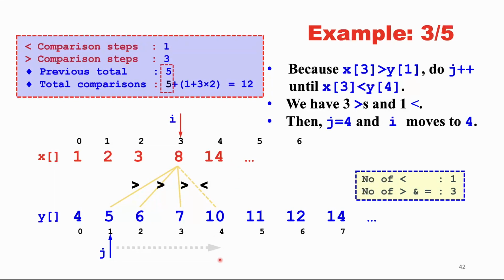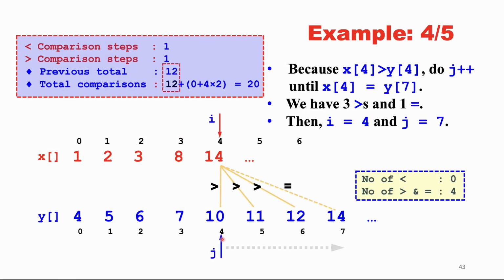Now, j is here, and i is moved to 4. Now, i is greater than j. It's here, 14 is greater than 10. We move j. 14, 11, move j again. 14 is larger than 12. We move again. Finally, we reached 14 equals 14.